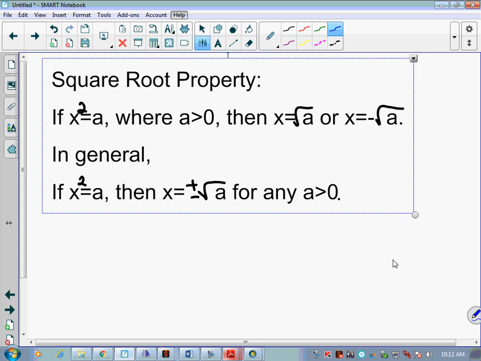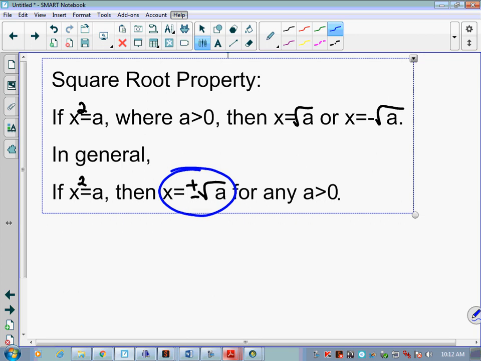Because if a is less than 0 and we have the square root of it, we have an imaginary number, an unreal number. Okay, so you don't have to worry about that. We're not going to be working with unreal numbers today. But what we do want to realize is that x is ultimately going to end up equaling the positive and negative of the square root. Okay? The positive and negative of the square root.